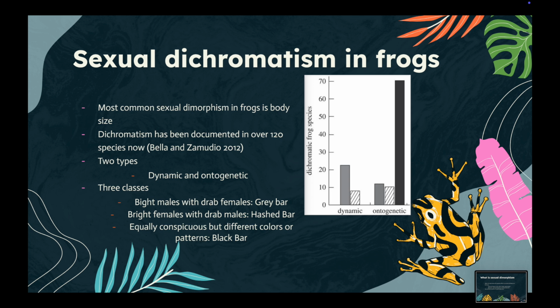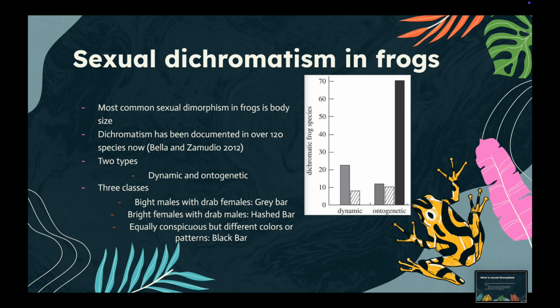So there are bright males mating with drab females, which is represented by the gray bar in this graph, and that leads to male competition, fighting for female choice. So the females are picking who they're mating with, and the males are competing with each other to get the attention of a female. And that happens in both dynamic and ontogenetic frogs. Then there are bright females with drab males, represented by the hashed bars. This is a sex role reversal, so it is two or more females fighting for male attention and the male choice.